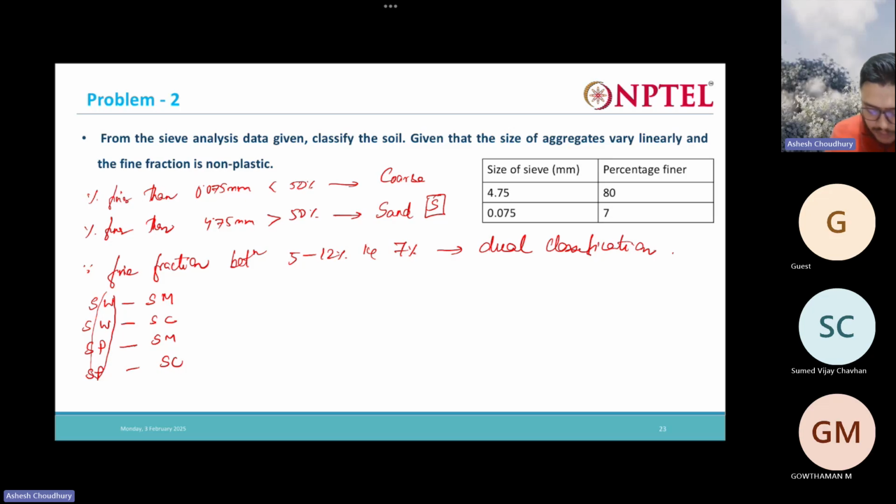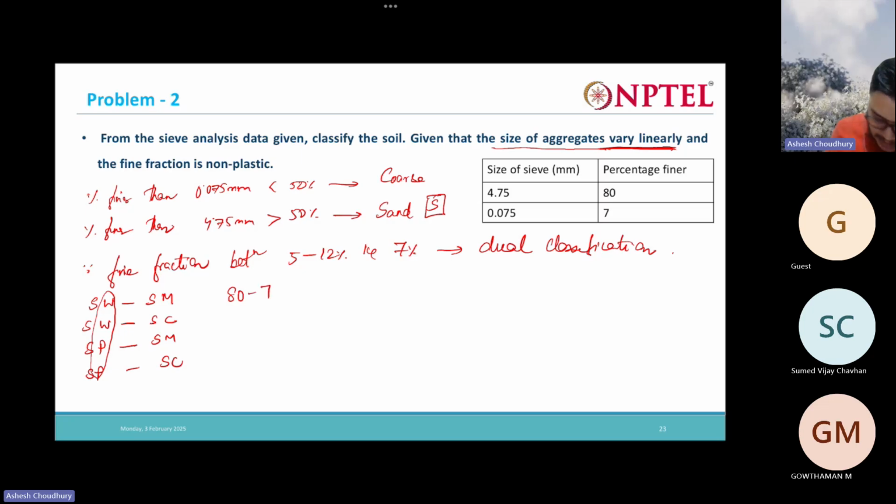Now we have to find out the D60 and the D10 size, right? D30 also we did, right? So these three we need: D60, D10 and D30 size. Now see, in the question it's given that the aggregates vary linearly, meaning the size distribution is linear. So we can interpolate the values.